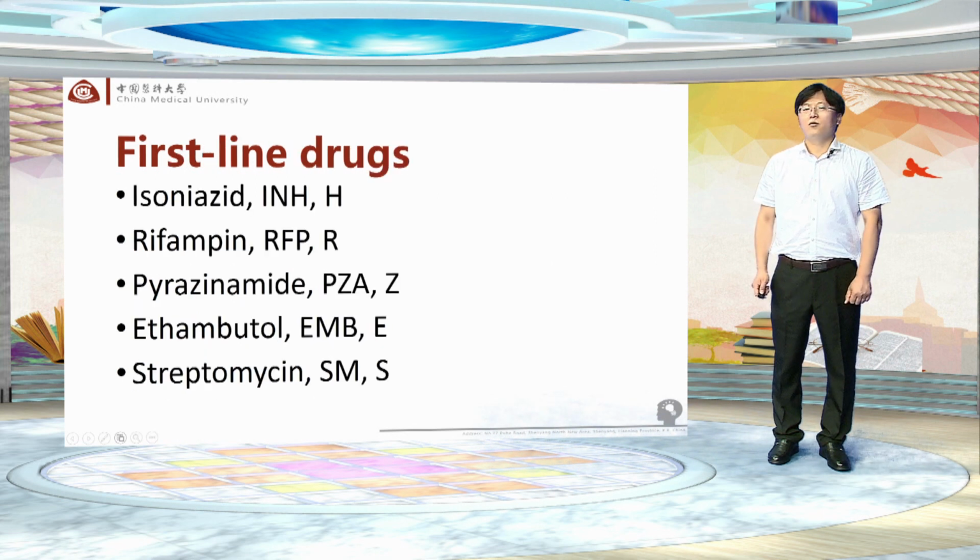With limited time, we're going to just look at the first-line drugs. They are isoniazid, rifampin, pyrazinamide, ethambutol, and streptomycin. Isoniazid can be shortened as INH or H. Rifampin can be shortened as RFP or R. Pyrazinamide can be PZA or just Z. Ethambutol can be EMB or just E. Streptomycin can be shortened as SM or just S.